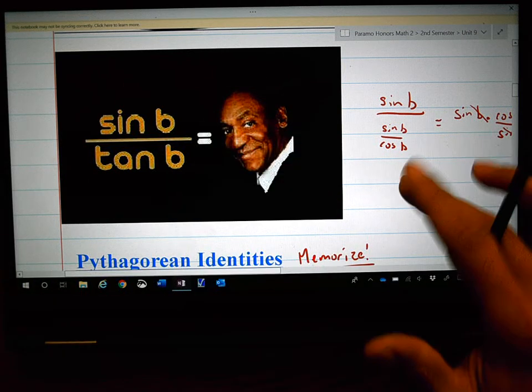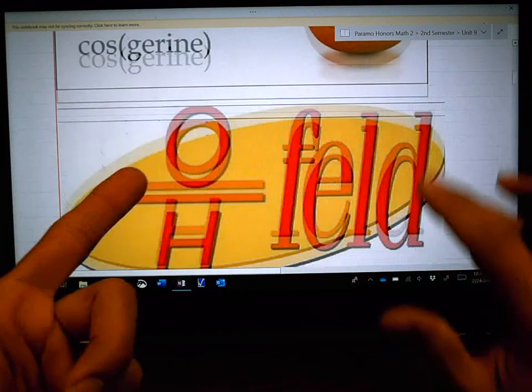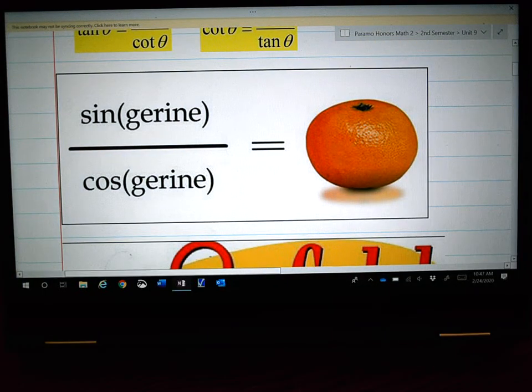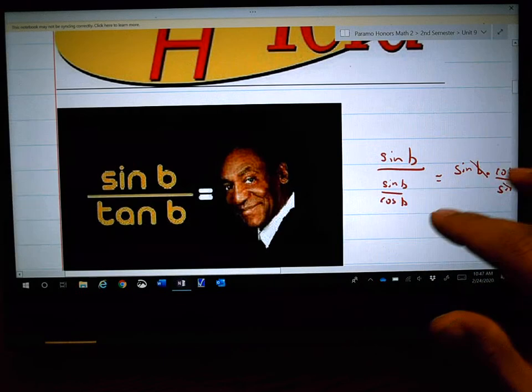Oh, it's Cosby. It's Seinfeld. Oh, it's Tangerine. So satisfying.